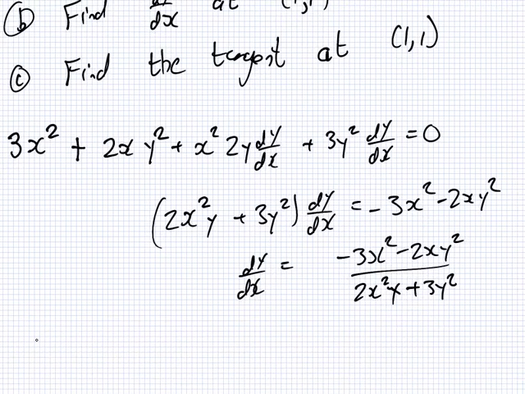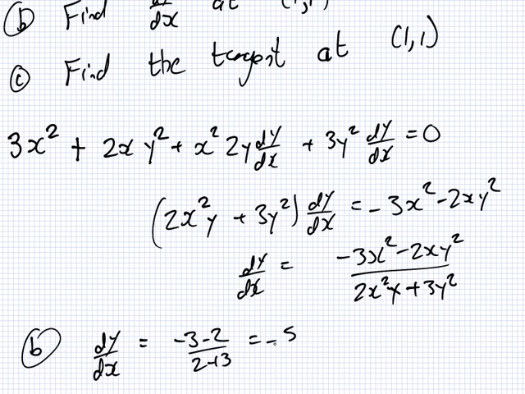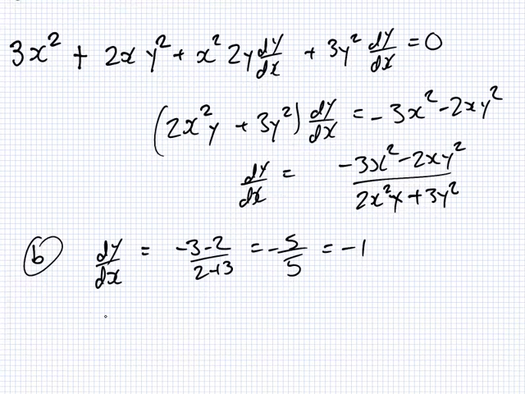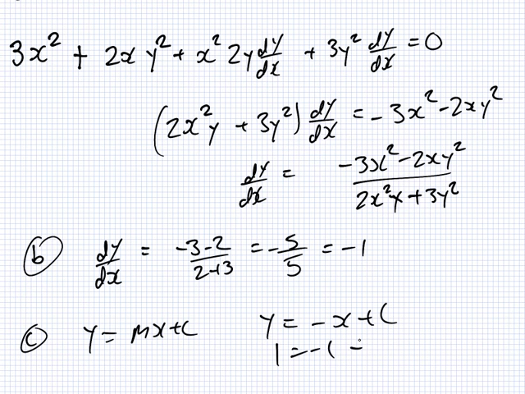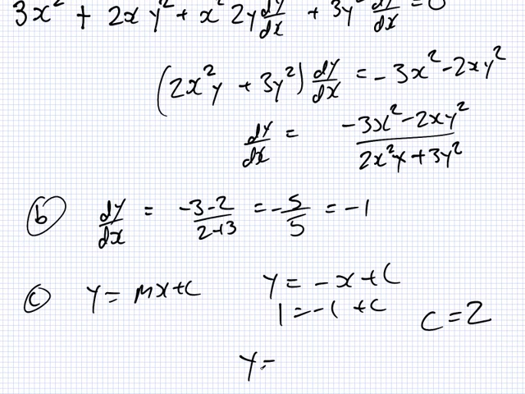Now, for part B, I just want the value when x is 1 and y is 1. So this will be minus 3 minus 2 over 2 plus 3. So that's minus 5 over 5, which is minus 1. And finally, I want the tangent line, which is y equals mx plus c. y equals minus x plus c. I used the point (1, 1) to get the c, so c is clearly 2. And I finish with y equals minus x plus 2.